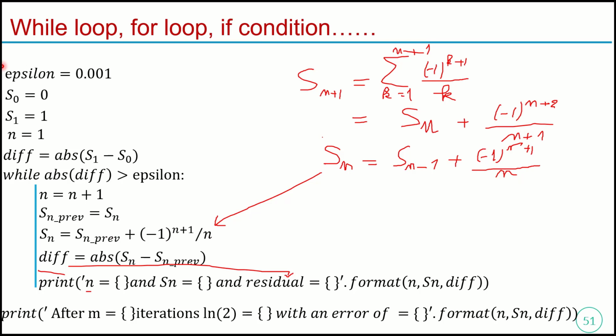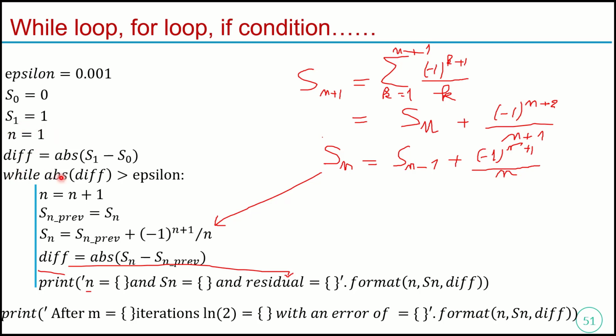So I defined my epsilon, my S0 equal to 0, and S1 equal to 1, simply because S1 is equal to (-1)^2 divided by 1, so it's equal to 1. For S0, you should take a value. I prefer taking 0 as an initial value, but if you want to start with a different value, it will not change anything in terms of the test. So the difference S1 minus 0 in absolute value is equal to 1, and the first initial value is for n equal to 1.